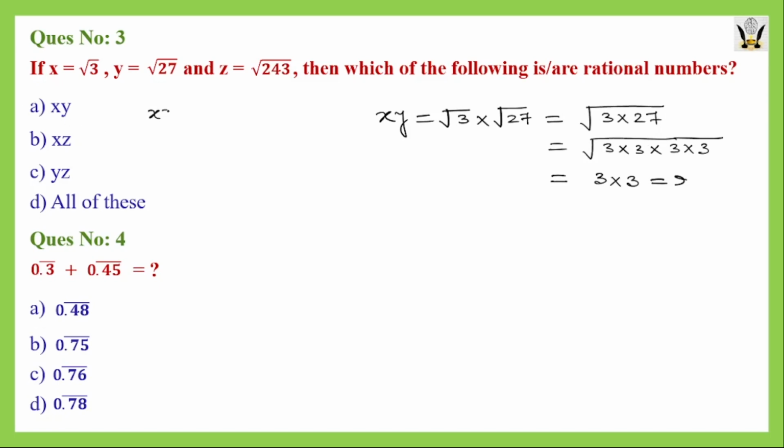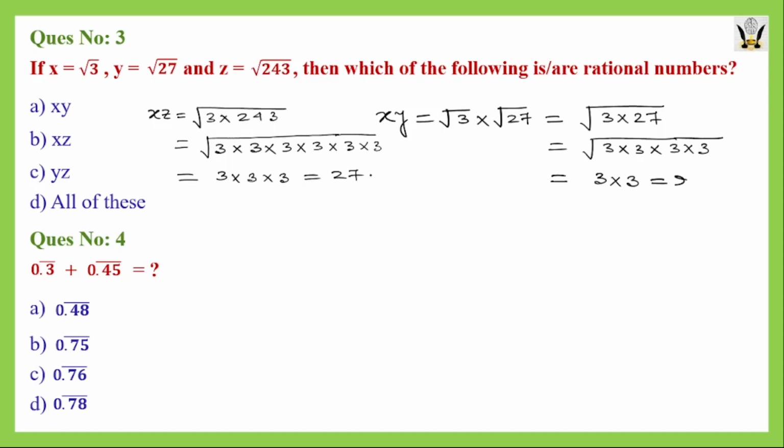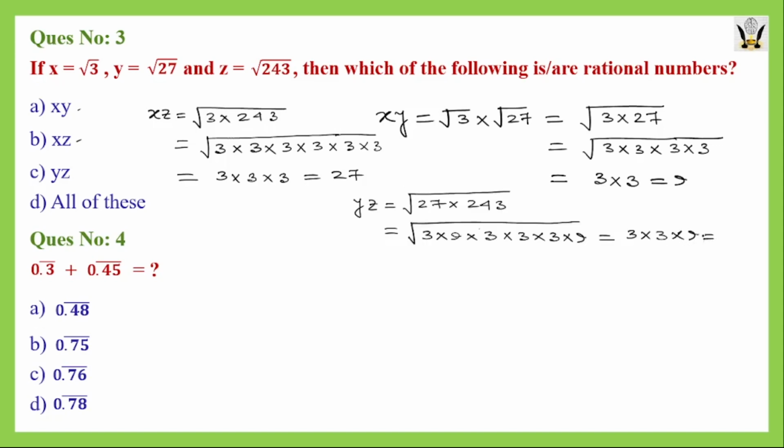Then the second option, xz. If we factorize further, 3 number of 3s, finally this value will be 9 and then 27, which is a rational number. And what about the third option? The third option is yz. So finally it will be 27 multiplied by 3, it will be 81, which is also a rational number. So our correct option will be all of the above.